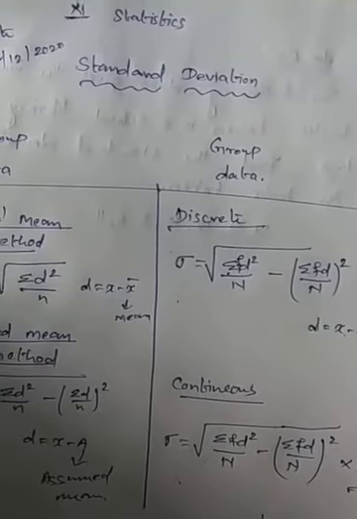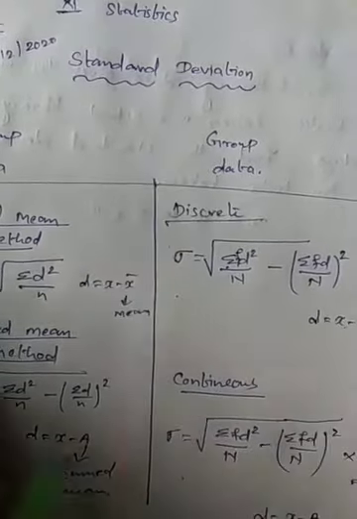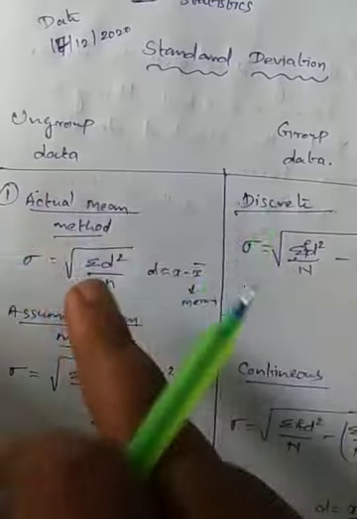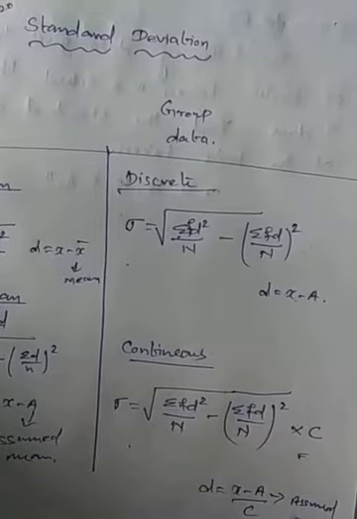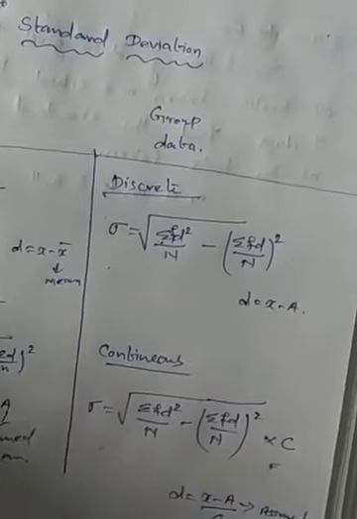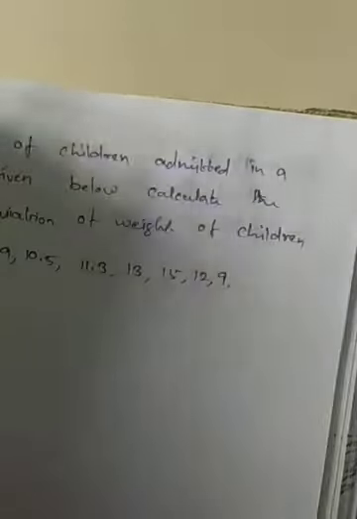These are the two things we are having, ungrouped data and grouped data. Ungrouped data has actual mean and assumed mean. Grouped data has discrete type and continuous type. This is the thing we have to find. Now let's go to the problems here.